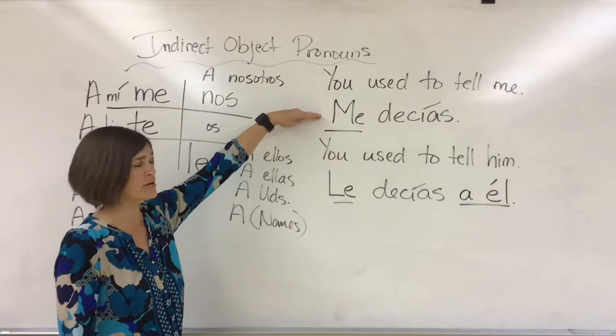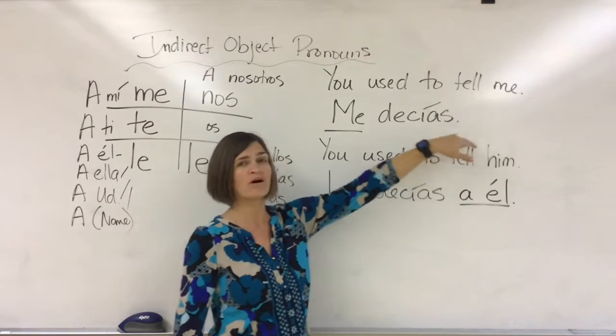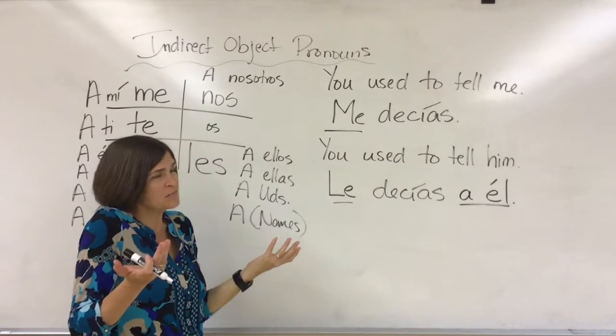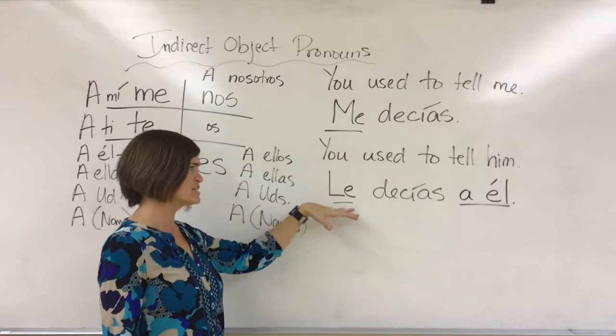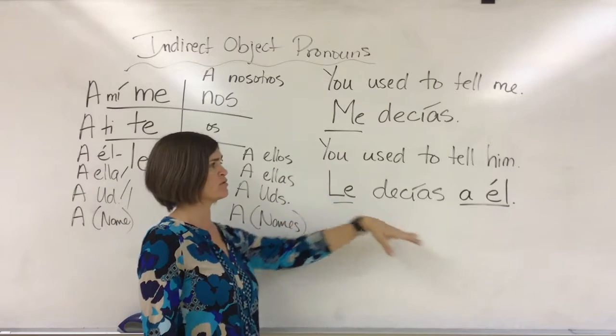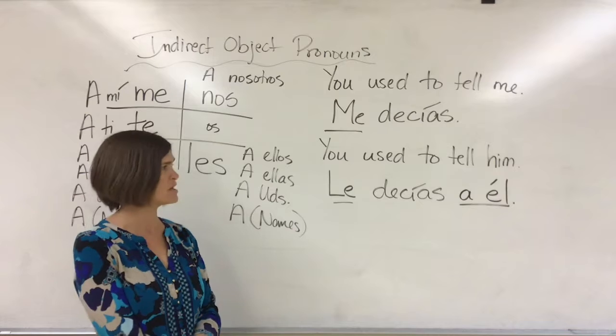That was not necessary here. I could have put a mí at the end if I wanted, but me can only be me, so I didn't need it. With this one, if we're not sure who we're talking about, we want to clarify with a él at the end, or a name.